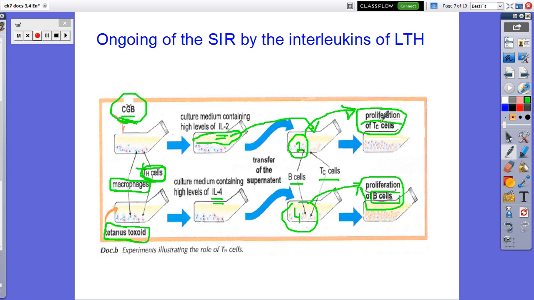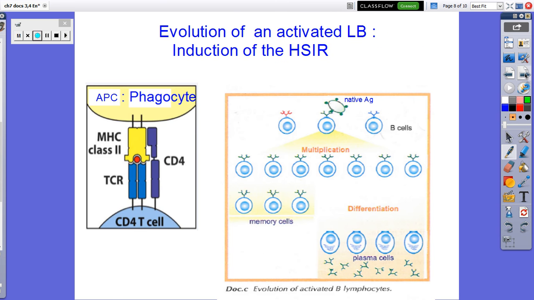Now we want to study in detail the induction of the humoral specific immune response and the induction of the cell-mediated specific immune response. Concerning the humoral specific immune response, here we have the TH cell, or T4, characterized by a receptor called CD4 and a TCR which is specific to the complex HLA class II-peptide. In yellow we have HLA class II and in red the antigenic peptide of non-self. This complex is expressed at the surface of an APC or a phagocyte after phagocytosis. This TH is now activated and differentiated, so it will secrete a type of interleukin.